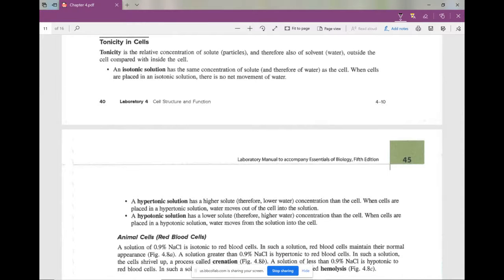Tonicity is the relative concentration of solute particles, and therefore also of solvent water, outside the cell compared to within the cell. An isotonic solution has the same concentration of solute as the cell. When cells are placed in an isotonic solution, they're not saying that there's no movement of water. They're saying there's movement in the amount of water in and out of the cell, right? So water will always move across the plasma membrane. It's just that in an isotonic solution, there is no difference in the amount that's going in and the amount that's going out.